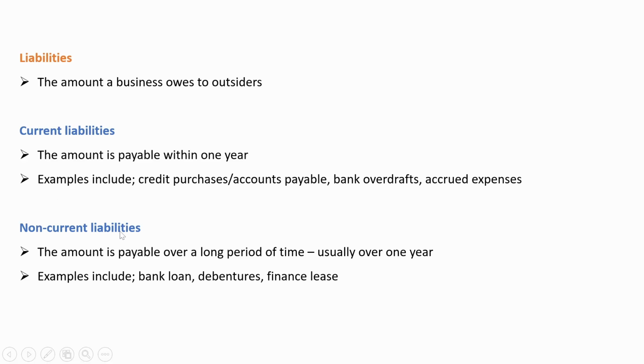Then non-current liabilities. In this case, the amount is payable over a long period of time, usually over 1 year. In an exam question, if you come across something like a bank loan, debentures, finance lease, automatically you know that is a non-current liability. Even if you are not given the duration within which the bank loan is to be repaid, we always assume that the bank loan is a non-current liability. So let us proceed to the next part.